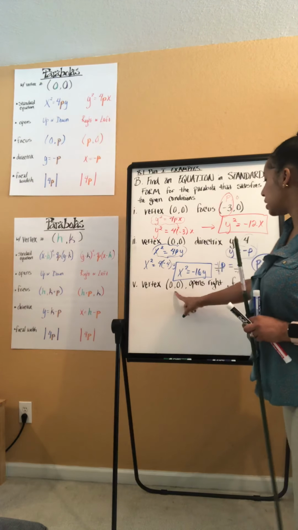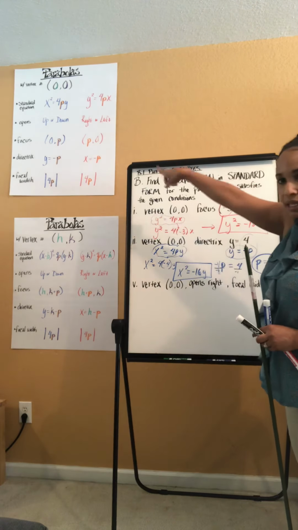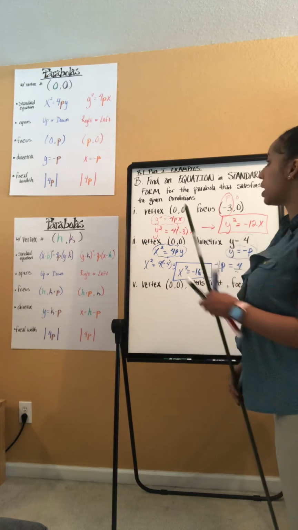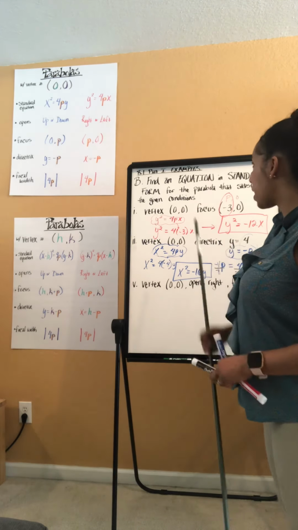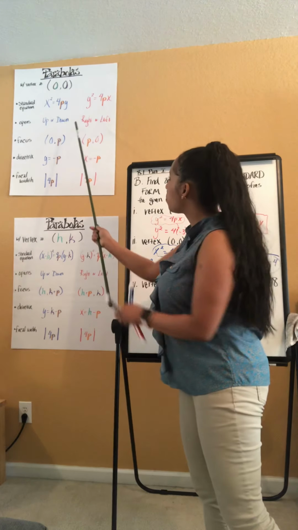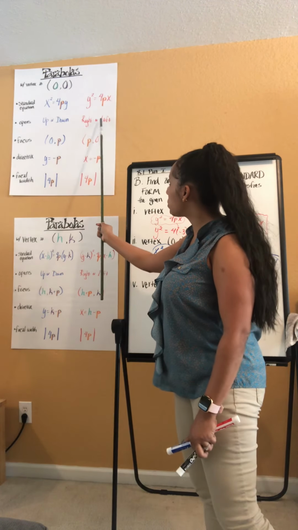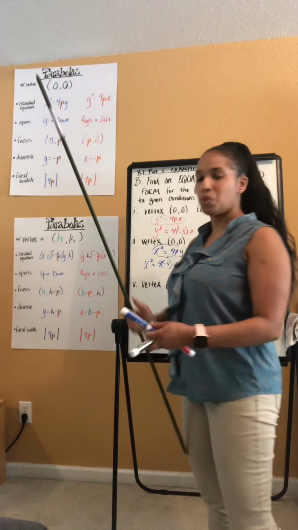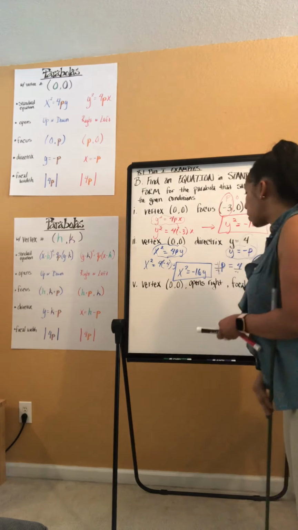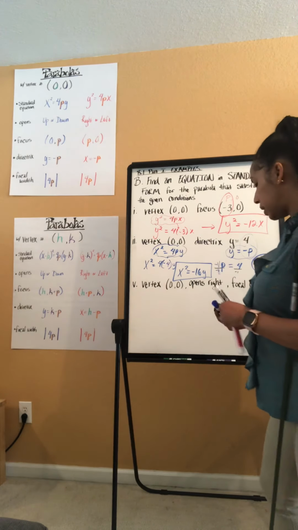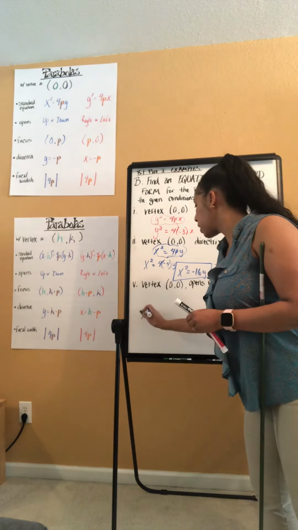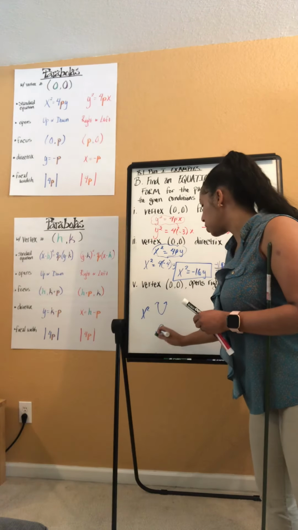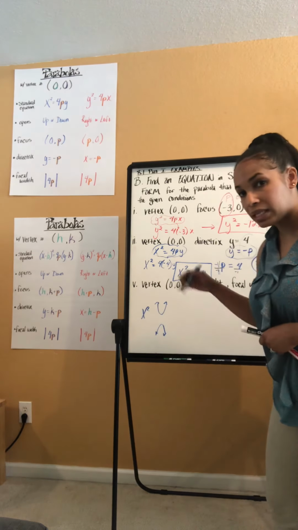So if the vertex is 0, 0, again still on that top sheet, it opens to the right. We didn't talk about openings yet. If it opens to the right, you'll notice the red side opens to the right or to the left. The blue opens up or down. What do you think makes it open up, down, left, or right? X squared. So if it has the x squared, it opens up or it opens down. Do you remember what makes a parabola open down?